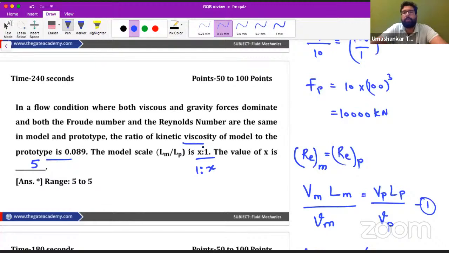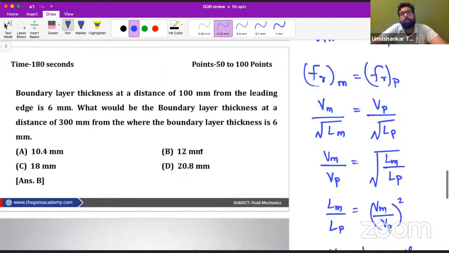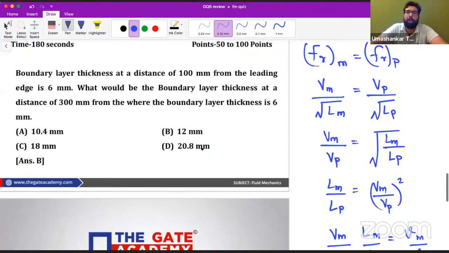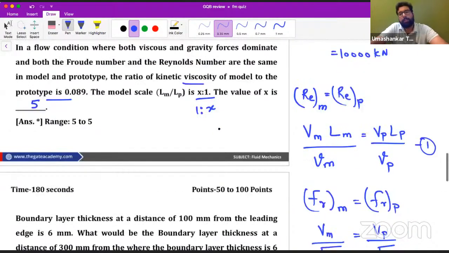Is that okay to everyone? Please answer me. So it's a good question. In this question, you have to relate two dimensionless numbers. Now moving to the last question. Any doubt in this particular question?